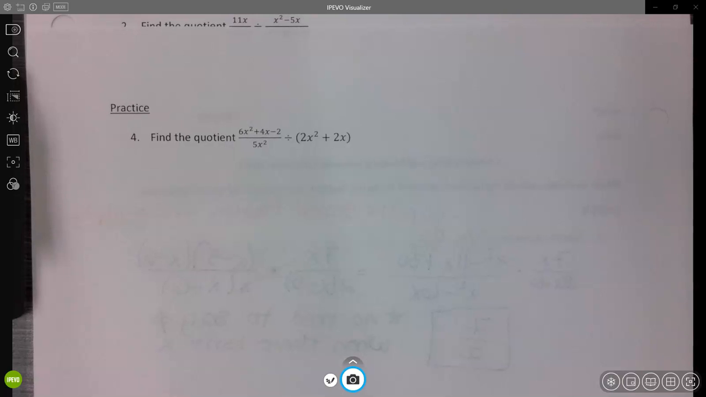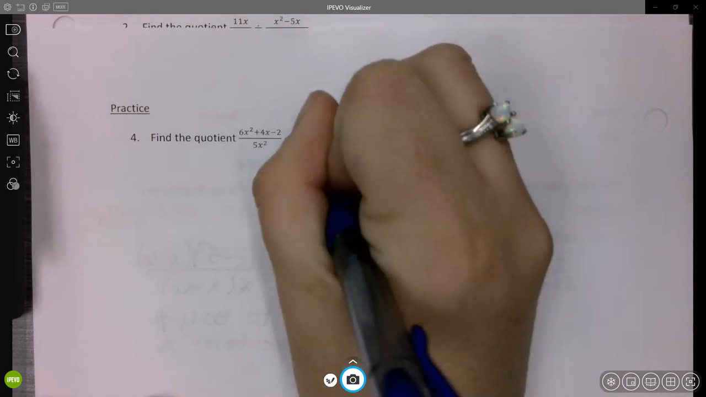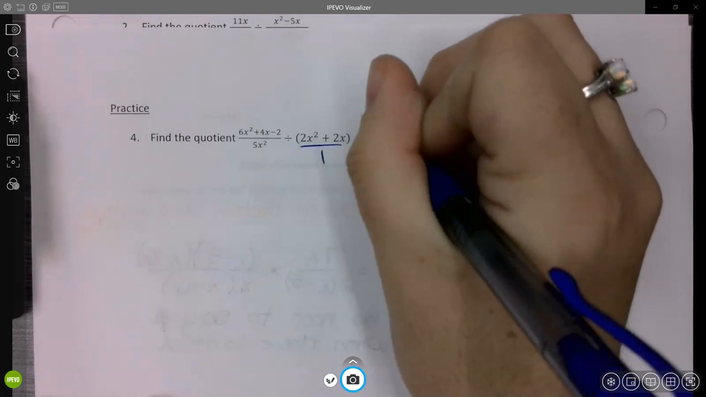Okay, so for number 4, what do I want to first do? I want to write it over 1, and then I want to flip the fraction.